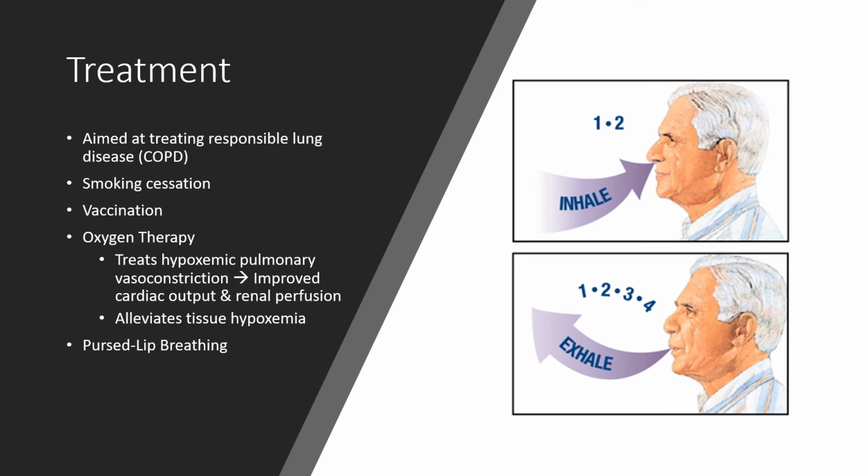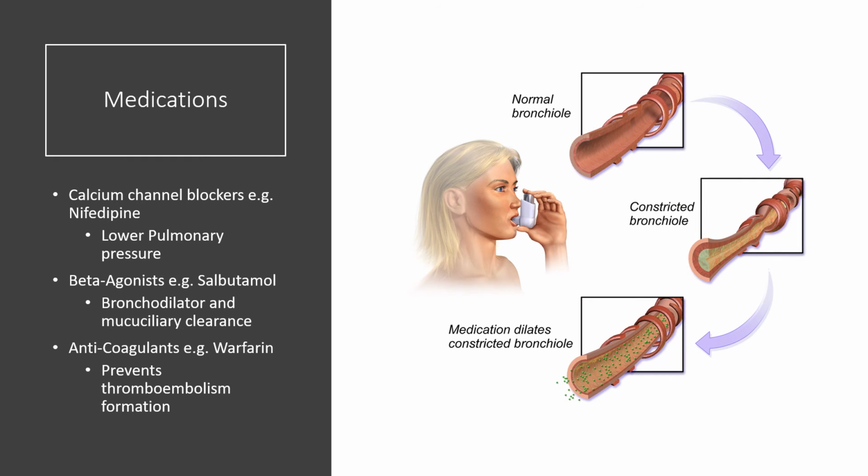Pursed lip breathing can help control hyperinflation of the lungs, which in turn decreases the thoracic pressure and subsequently lowers the afterload of the right ventricle and the work the right ventricle has to do. Medications can include vasodilators, such as calcium channel blockers to lower pulmonary pressure, beta agonists for bronchodilation and mucociliary clearance effects, as well as anticoagulants such as warfarin to prevent thromboembolisms. Lung organ transplants may be necessary for terminal phases of lung disease.